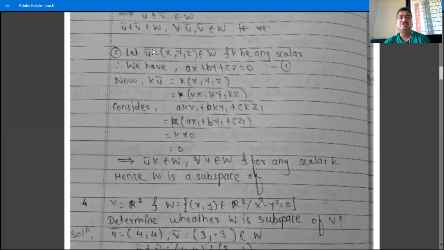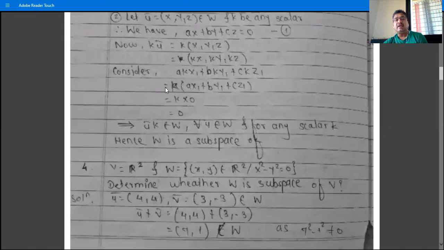Either write (x1, y1, z1) as the element of W. So right here, (x1, y1, z1). Suppose then we have ax1 + by1 + cz1 = 0. So write k u bar as k(x1, y1, z1) = (kx1, ky1, kz1). So then consider a kx1; right here all the suffixes are 1. Either take u bar as (x, y, z) or (x1, y1, z1).